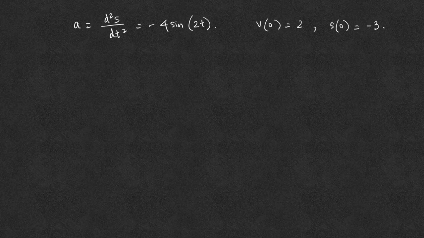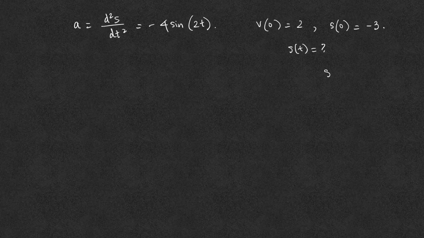Given that the acceleration a equals the second derivative of s, which is the position function, is negative 4 sine of 2t, with the initial velocity v of 0 equals 2, and the initial position s of 0 equals negative 3. We want to find the position function at time t, so we're looking for s of t, where s is a function for the position.